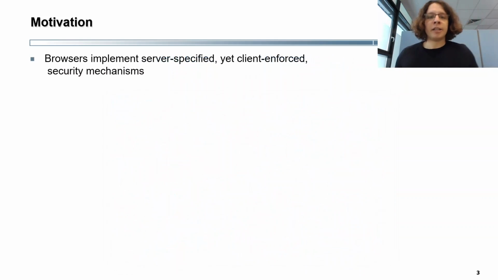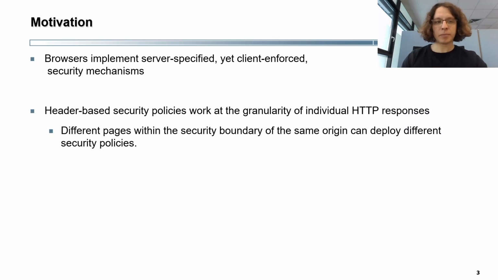Commonly, this is done by security measures that are specified by the server but enforced on the client by the browser. One example could be a content security policy. The way it works is that the server sends within an HTTP response a security header which tells the client which policy should be enforced. So if we visit a web page, in the HTTP response there could be a content security policy or any other security measure which tells the client which security policies apply to the very page that we visit.